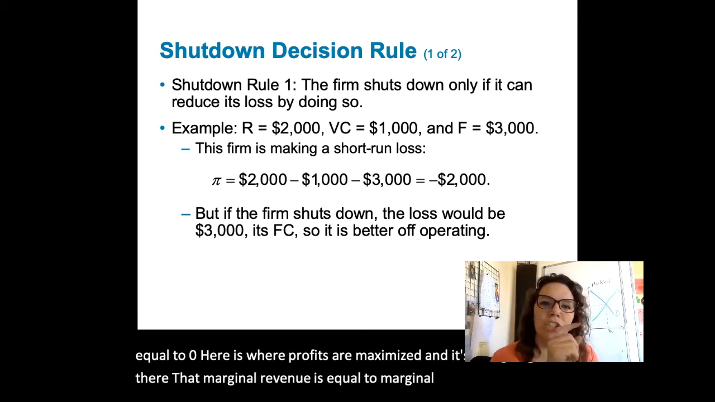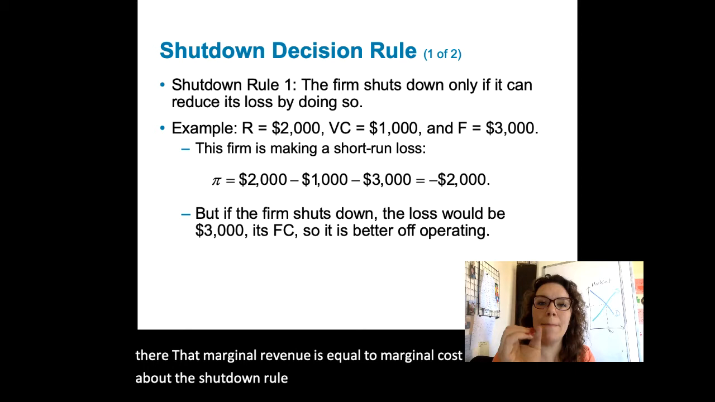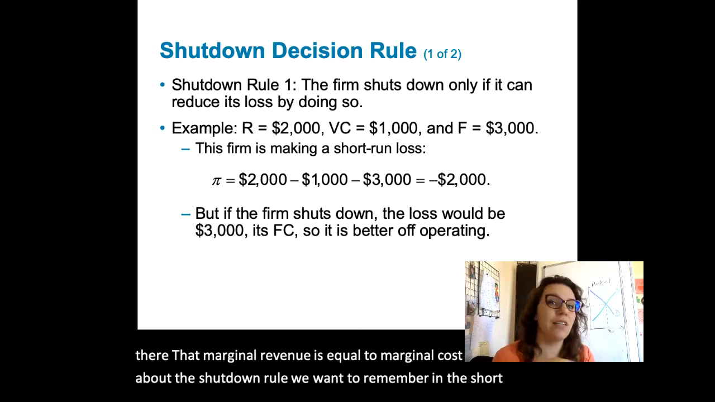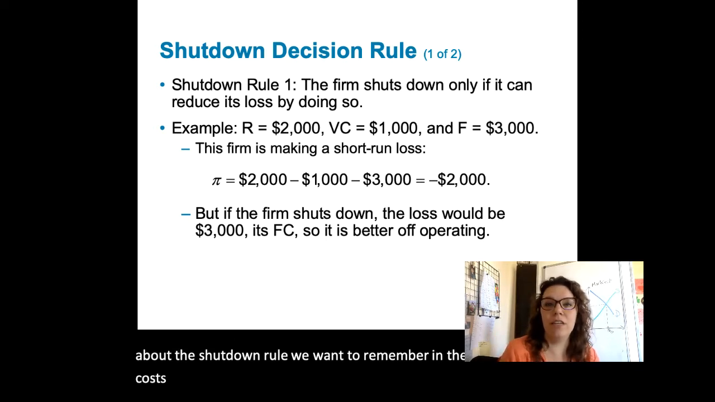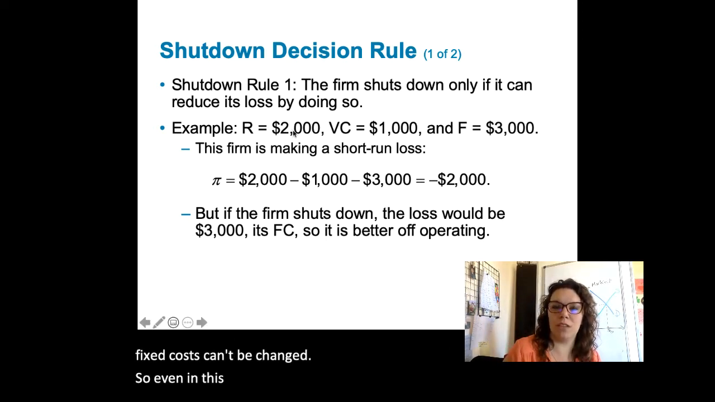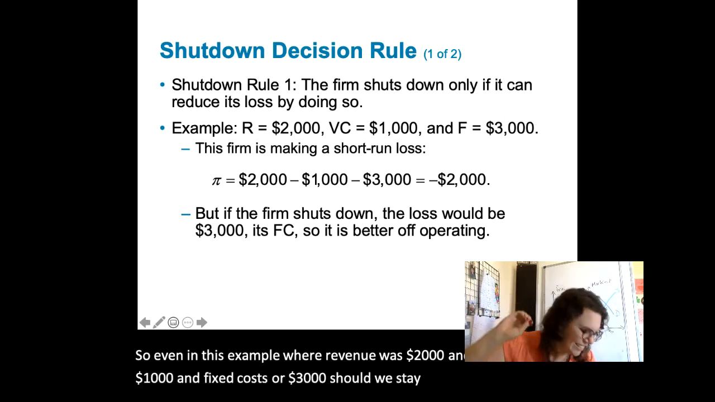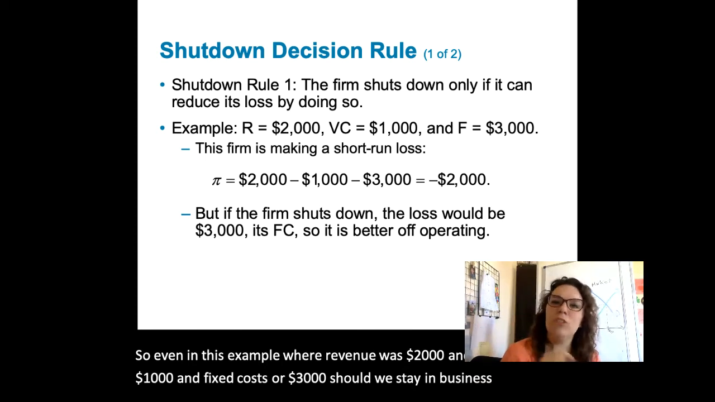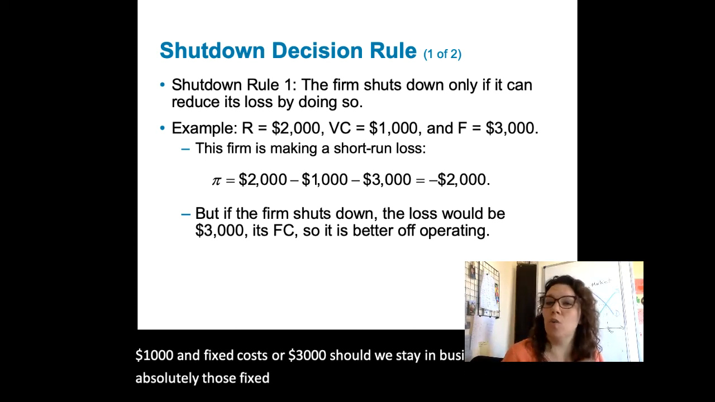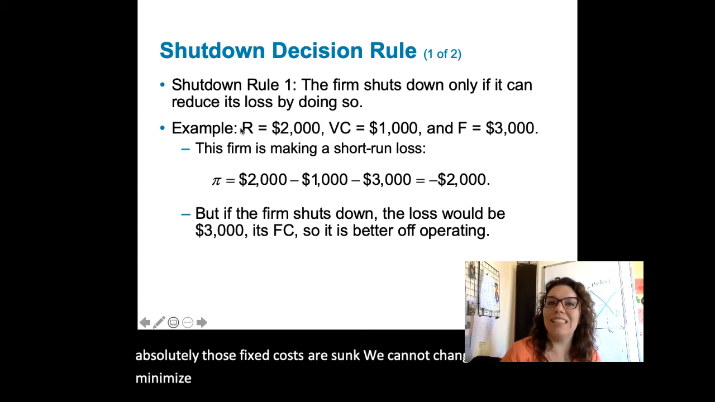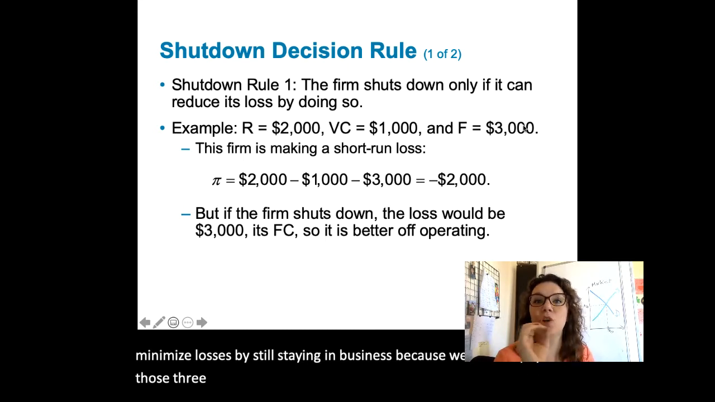When we think about the shutdown rule, we want to remember that in the short run, fixed costs can't be changed. So even in this example where revenue is $2,000 and variable cost is $1,000 and fixed costs are $3,000, should we stay in business? Yes, absolutely. Those fixed costs are sunk. We cannot change them. We can minimize losses by still staying in business because we have to pay those $3,000 fixed costs no matter what.